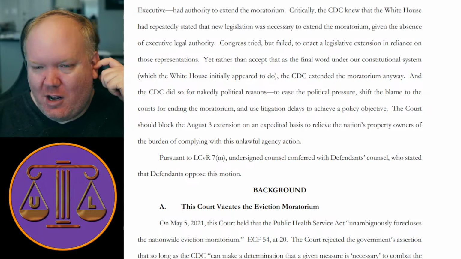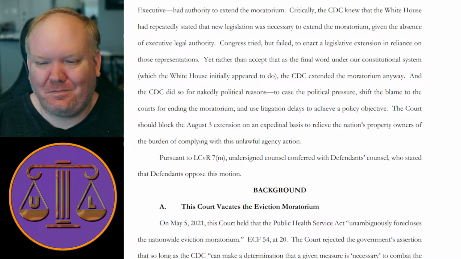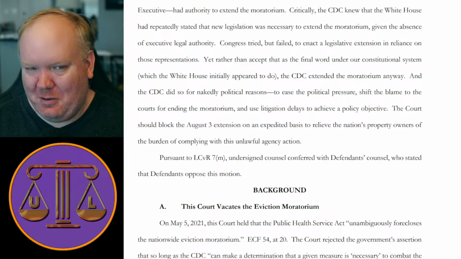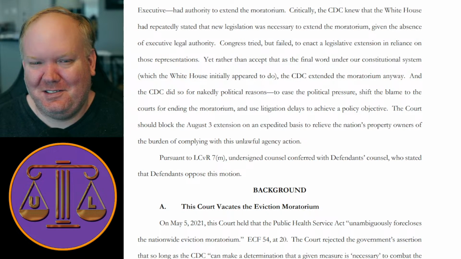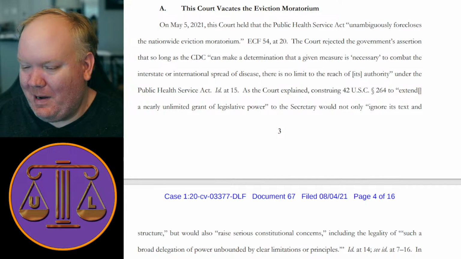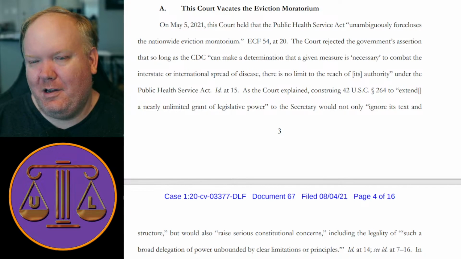The court should block the August 3rd extension on an expedited basis to relieve the nation's property owners of burdens with complying with unlawful action. And then, of course, the undersigned counsel conferred with the other counsel, which is required by the rules. And amazingly, the U.S. government opposes this. Yeah. So let's learn a little bit more about this. On May the 5th of 2021, this court held the Public Health Service Act unambiguously forecloses the nationwide eviction moratorium.